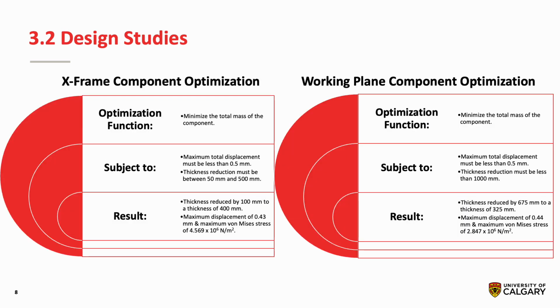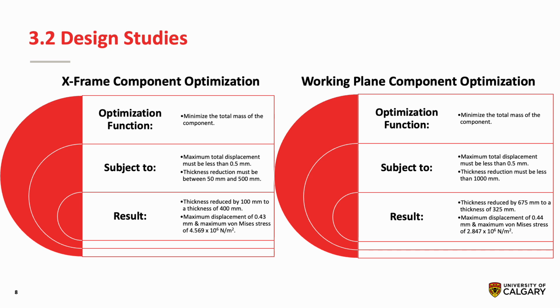The design studies function was used to solve a minimization problem pertaining to the amount of alloy steel needed to manufacture the X-frame and working plane components. In this case, the optimization function was defined to minimize the total mass of each respective component. This optimization function would be subject to the predetermined constraints.